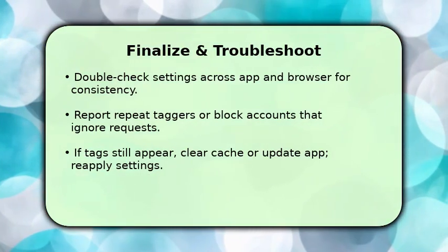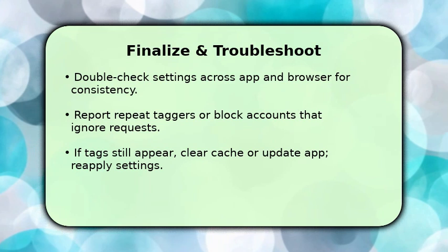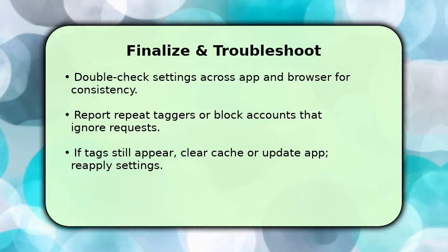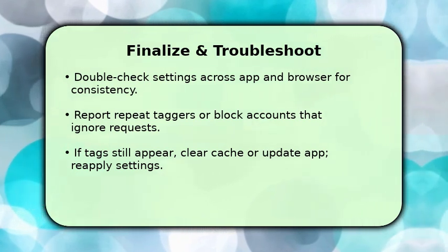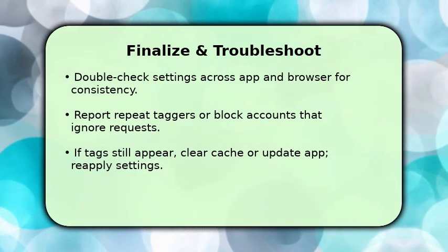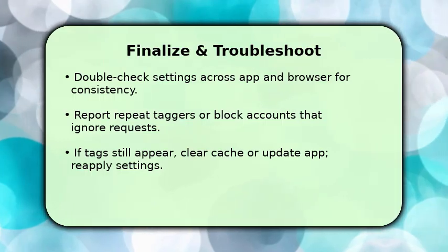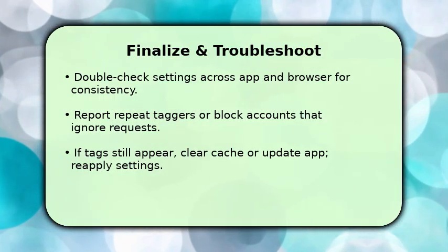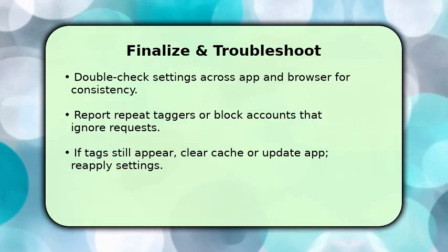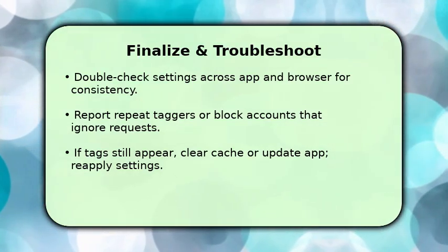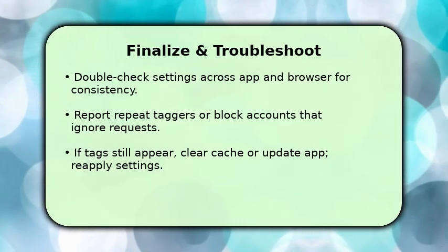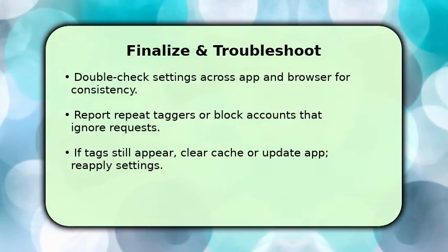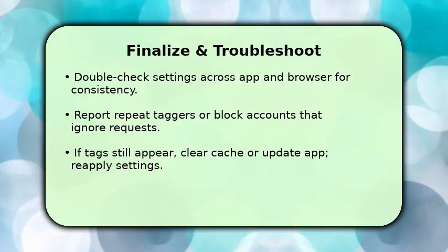If someone keeps tagging you despite controls, remove the tag, message them to stop, and if needed, report or block repeat offenders to enforce your preference. If tags unexpectedly still appear, clear app cache or update Facebook, then recheck review settings. Sometimes stale app data prevents changes from taking effect. Finally, periodically audit your profile to catch any slips and maintain control.